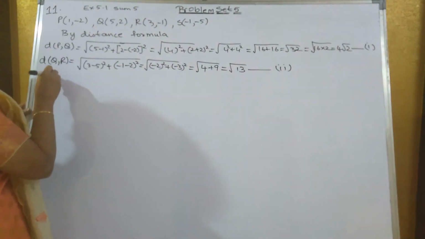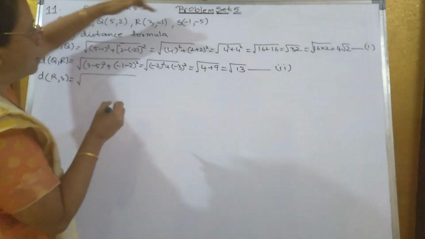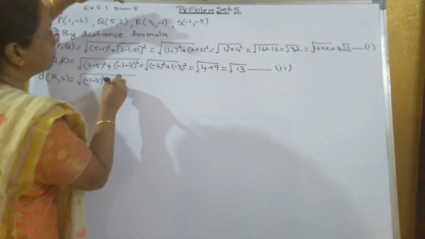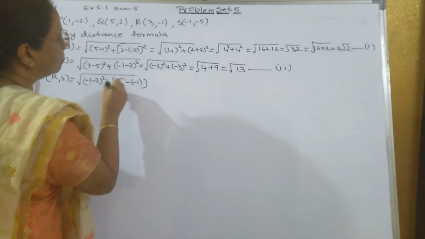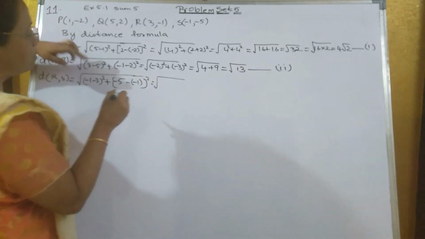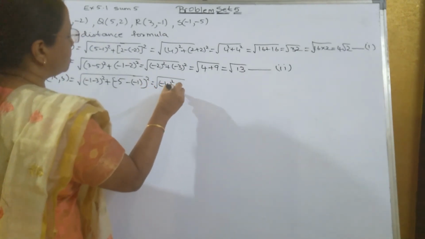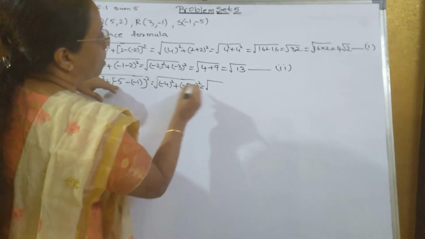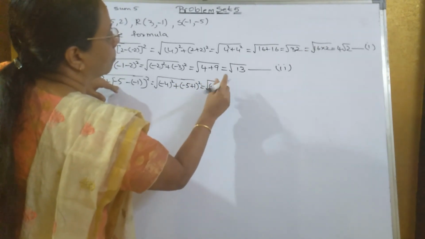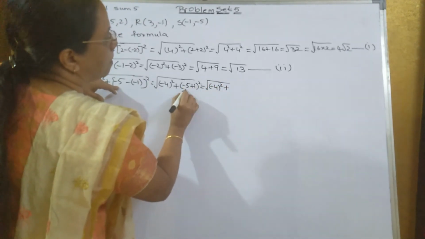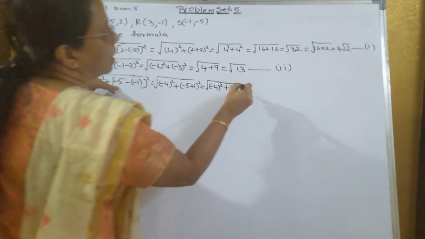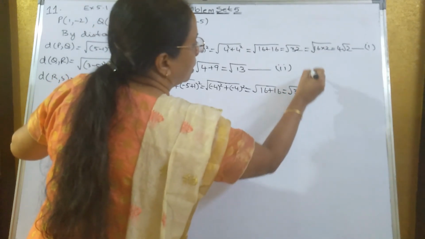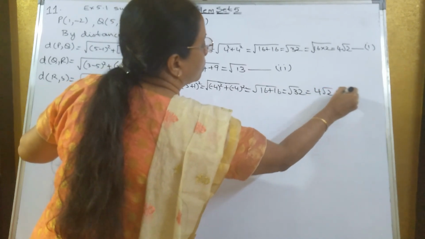Now we'll find out distance RS. Distance RS is how much? (Minus 1 minus 3) the whole square plus (minus 5 minus into minus 1) the whole square. So that's equal to minus 1 minus 3, the whole square is minus 4 the whole square, plus (minus 5 plus 1) the whole square, minus 4 the whole square. So that is equal to how much? 16 plus 16, that's equal to root 32. Like the earlier sum, it will be 4 root 2. So that is the third one.